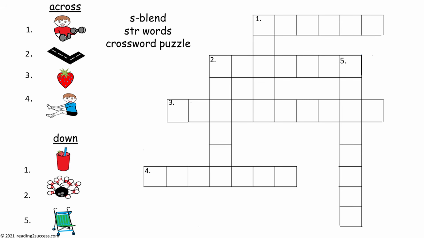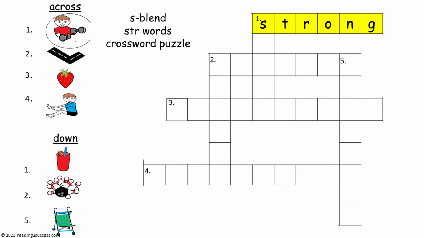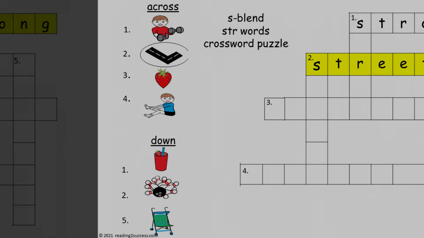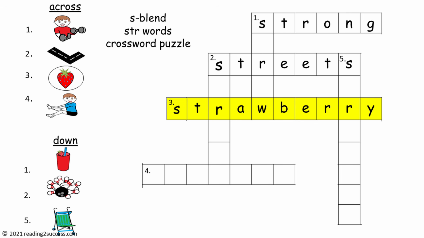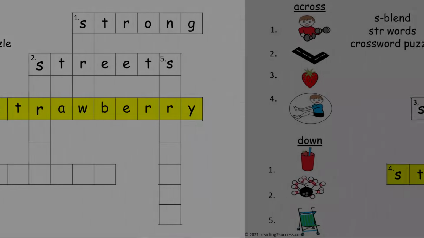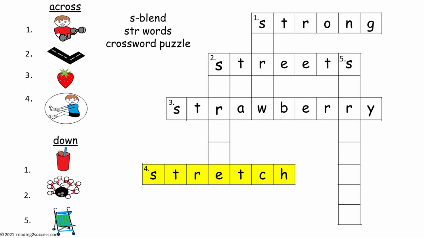As I have said in some of my other videos, kids love to do crossword puzzles. So this is a great way for them to practice our S-blend STR words. One across is strong. Two across is streets. Three across is strawberry. And four across is stretch.